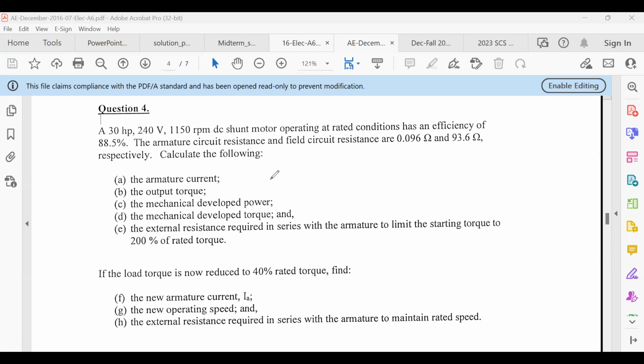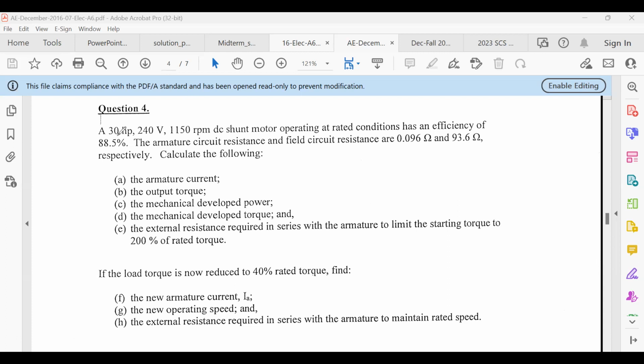If you go through the past exams, you will find that the same ideas are repeated at least every few years. So this one is a DC shunt motor. Okay, let's start from the beginning.